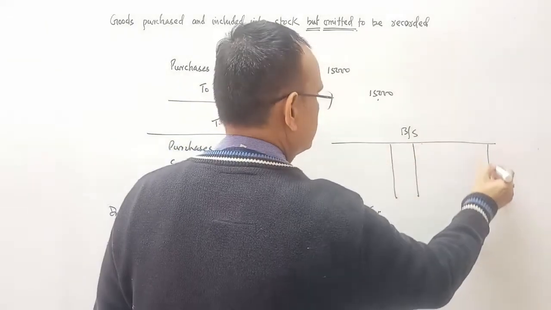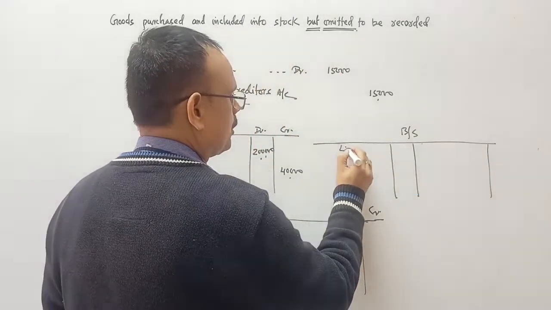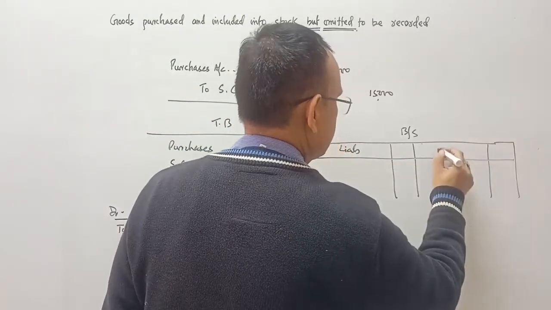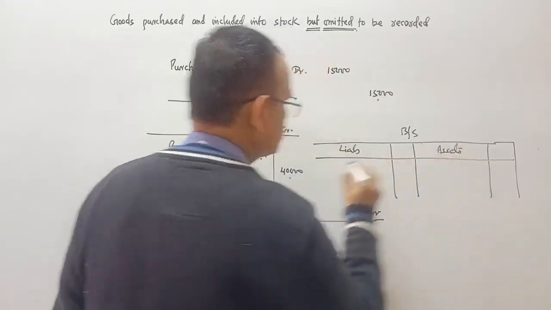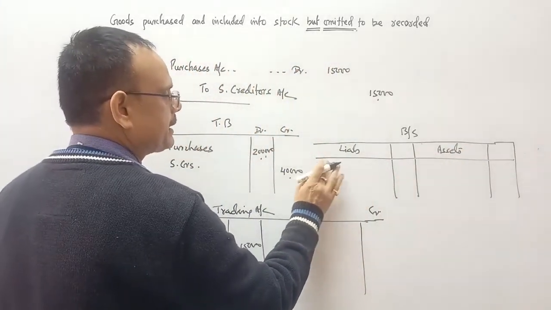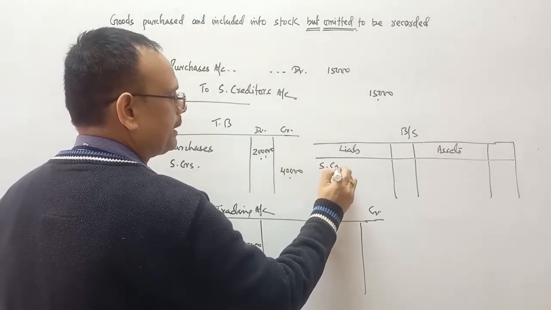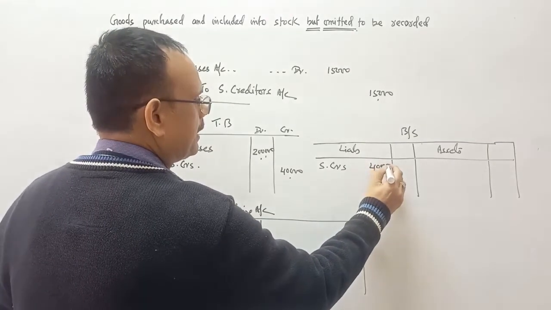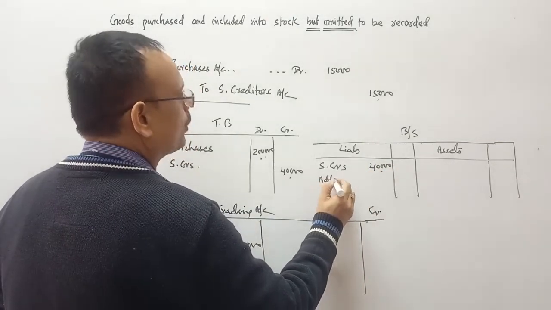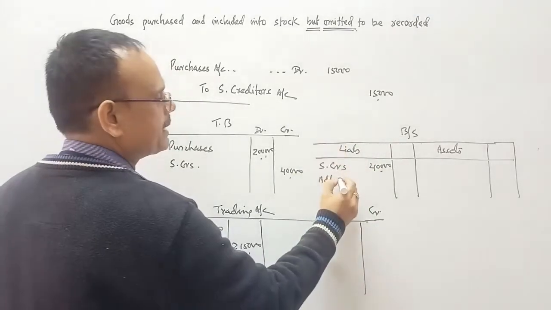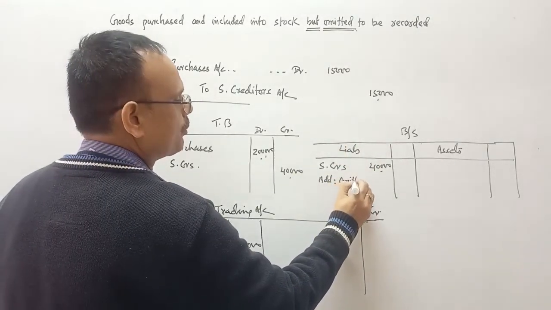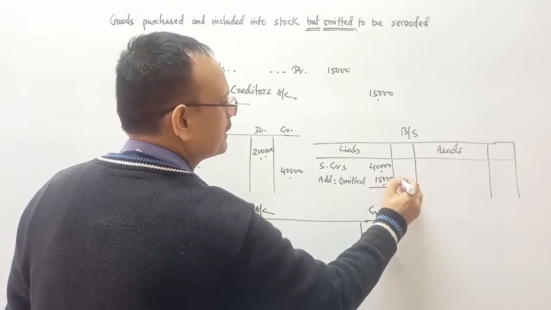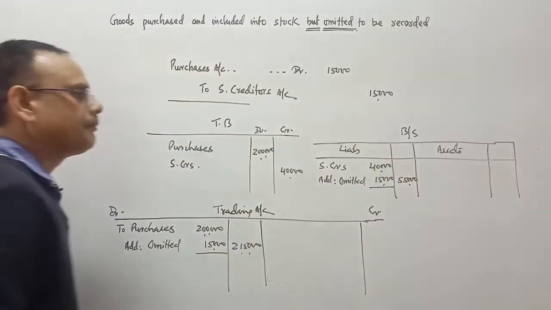liability side, this is your liability side, and that side is your asset side. And you know that the creditors are reflected on which side? Liability side. Sundry creditors in the liability side. Sundry creditors is how much in the trial balance? It is 40,000. Write it, and you add the omitted amount to the creditors. This creditor which was omitted earlier, you add it, and now your new creditor after addition is 55,000.